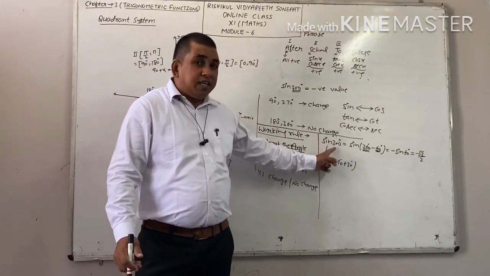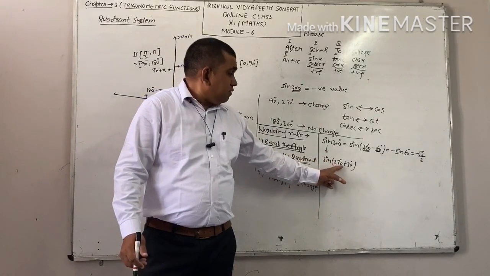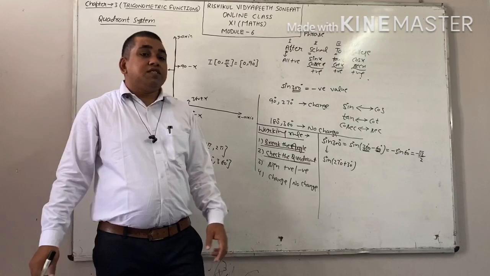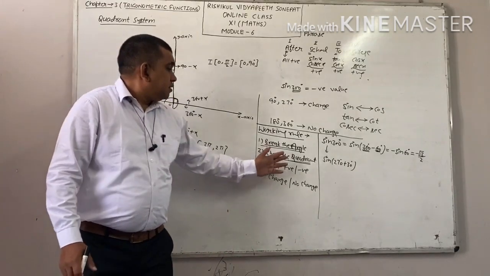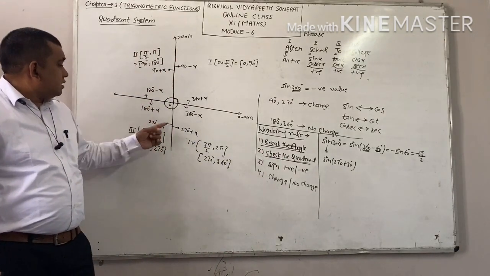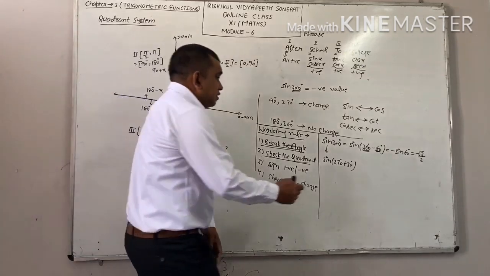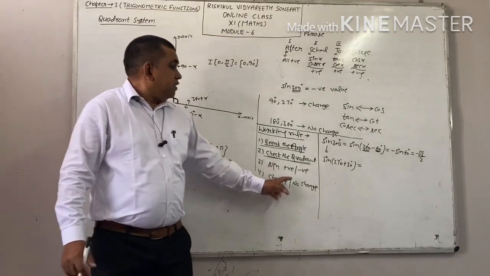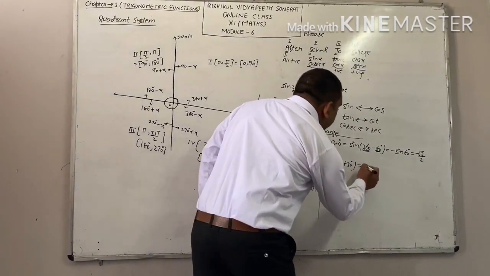You can break 300 degree like this also: 270 plus 30. 270 plus x. Which quadrant? You can easily check. 270 plus x. This is your fourth quadrant. Now we have checked the quadrant. Next is sign. And in fourth quadrant, sign is negative.